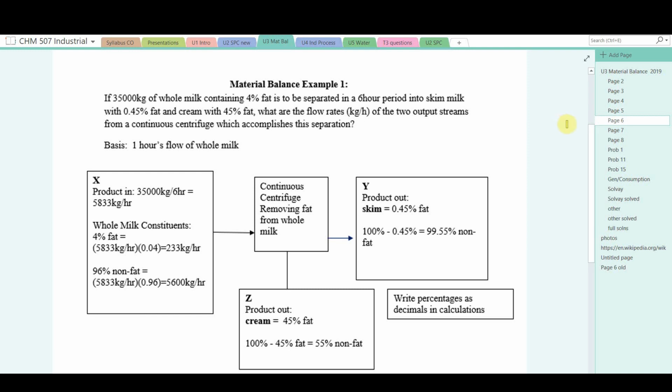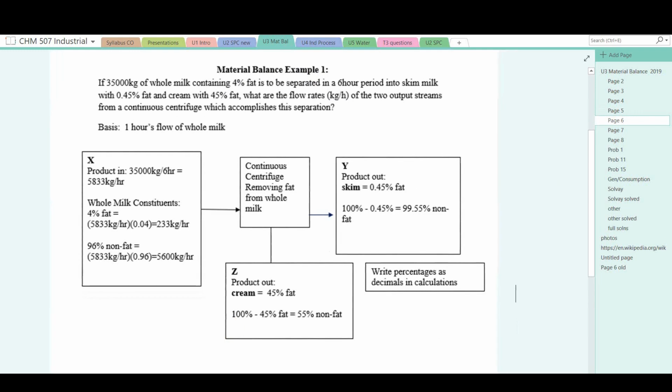So please take a look at example 1 on page 6. Material balance example 1. So this has been kind of set up for you. 35,000 kilograms of whole milk containing 4% fat is to be separated in a 6-hour period into skim milk with 0.45% fat and cream with 45% fat. What are the flow rates in kilograms per hour of the two output streams from a continuous centrifuge which accomplishes the separation? The first step was to draw a diagram, and that's kind of been done.